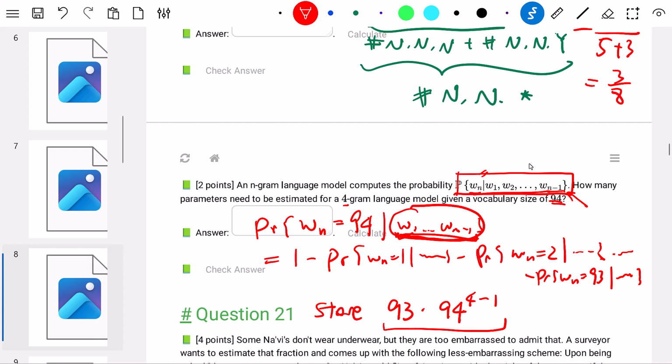Again, given a fixed set of previous 3 words, we just need to store 93 probabilities because the last one can be computed. But for all of these 94 to the power 3 combinations of the things we're given, we cannot compute one based on the other combinations. So we need to store all of these. So that's why this is the answer here.